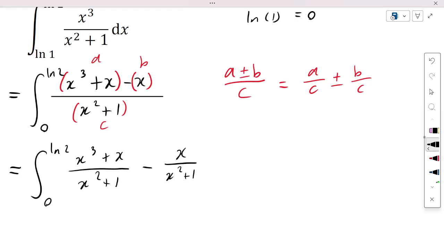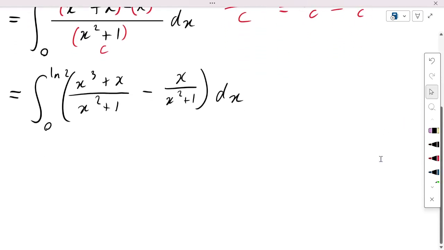And then because it's just two terms in the integrand, we're just going to put a bracket here, and then it's with respect to x. So I should have done it here. Okay. Now that we've done that, what else can we see over here? We have the natural log of 2 here, and we have 0.